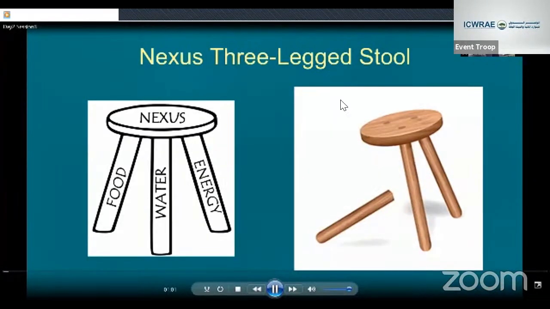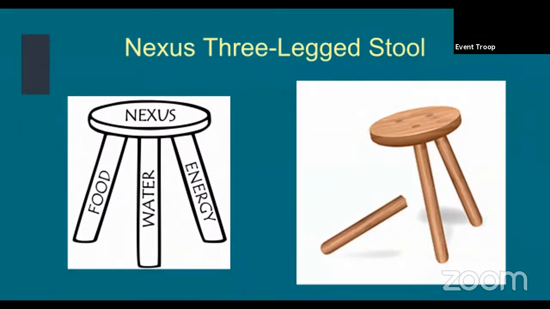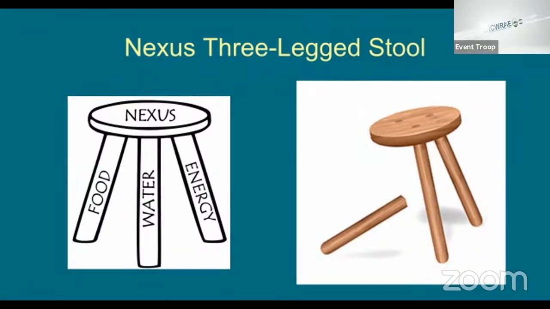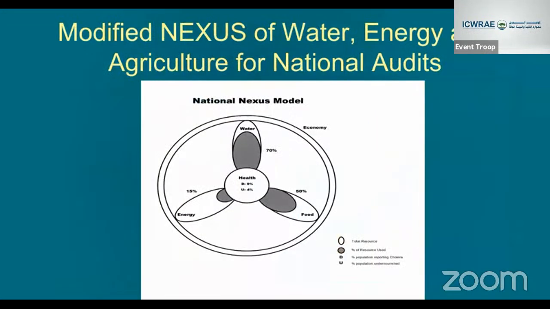The nexus consists of three pillars that are important for sustaining societies: food, water, and energy. Now, if you overuse one of these, you get a little bit of imbalance in the three-legged stool. However, you can get collapse of the stool if you do total overuse of any of these resources.